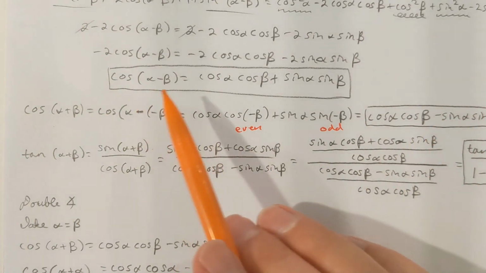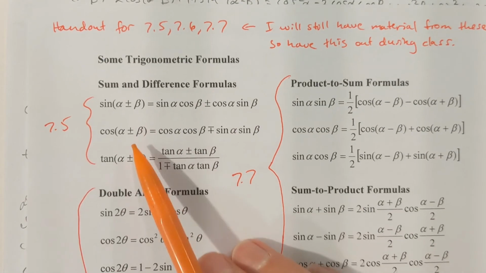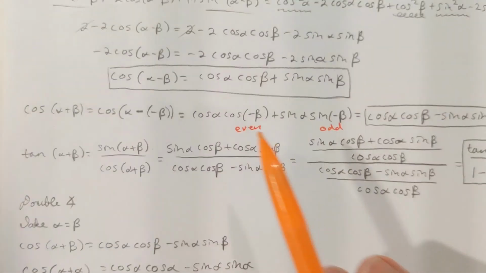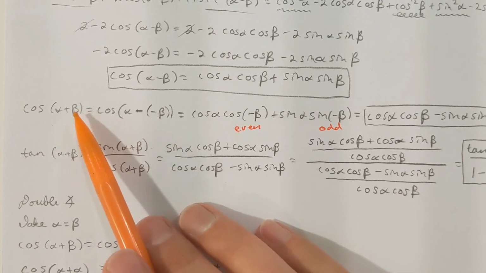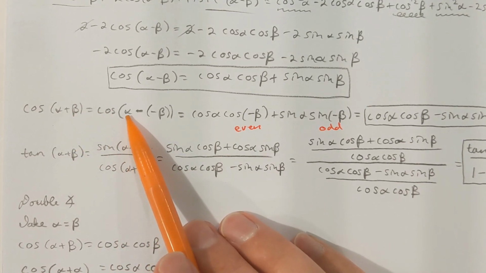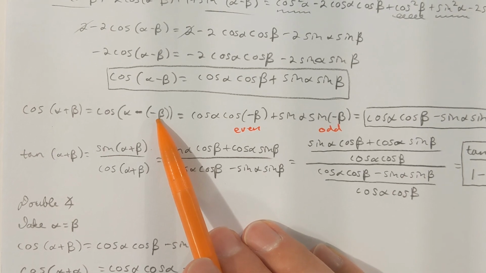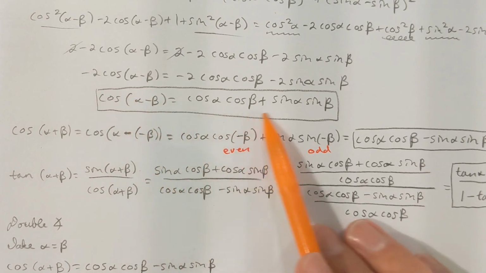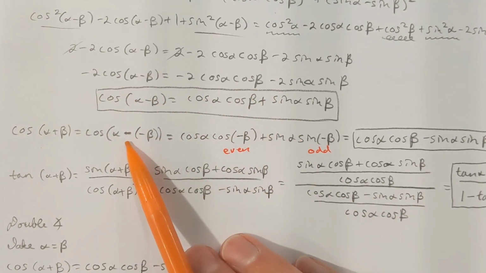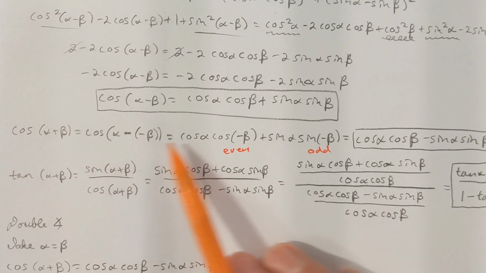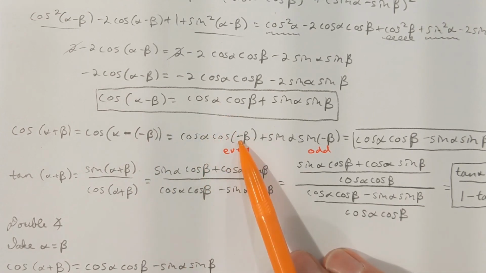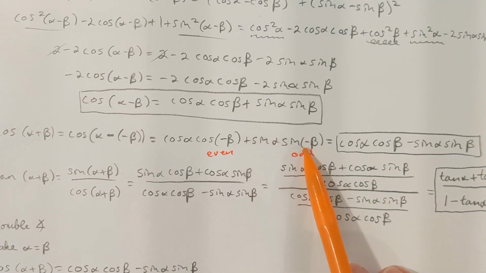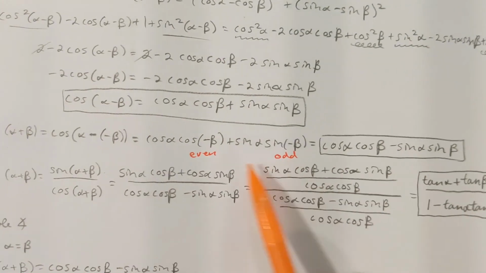So we looked at cosine of alpha minus beta. Cosine of alpha plus beta, that's the same as cosine alpha cosine beta minus sine alpha sine beta. Well, cosine of alpha plus beta, that'd be the same as cosine of alpha minus negative beta, right? And the reason why I have written it like that is because now I can use the identity that I've already proven up here. Okay, so it's going to be cosine alpha cosine negative beta plus sine alpha times sine of negative beta.